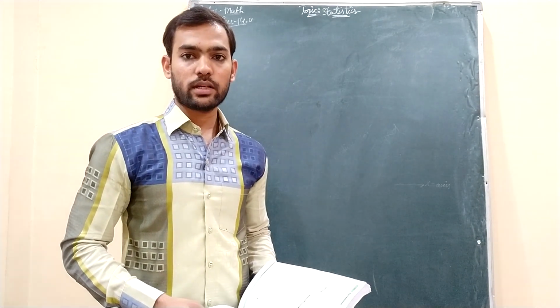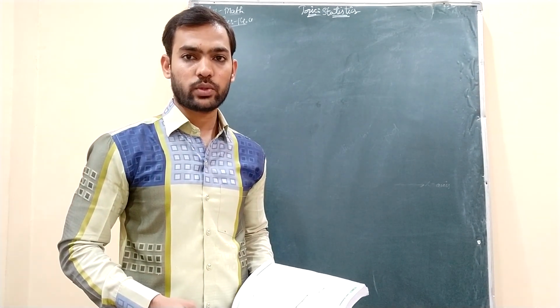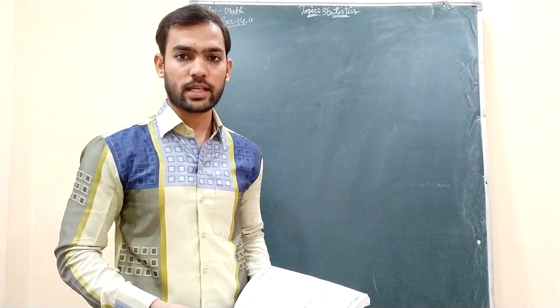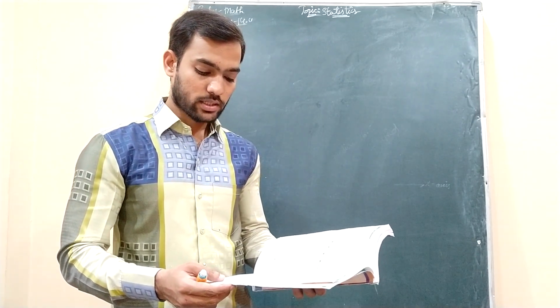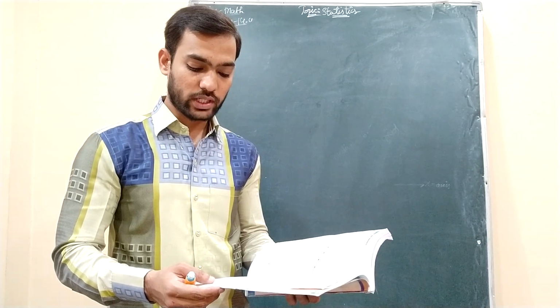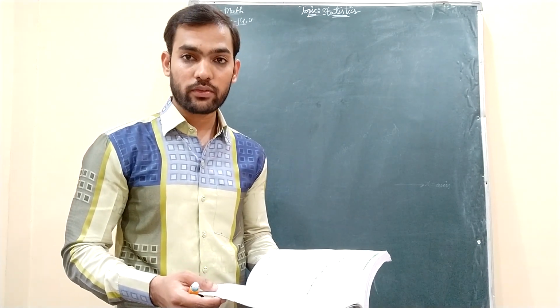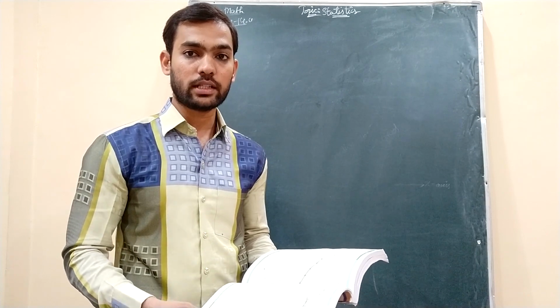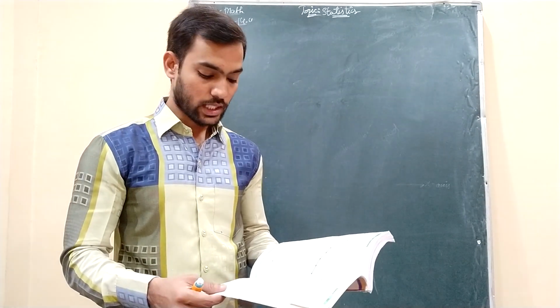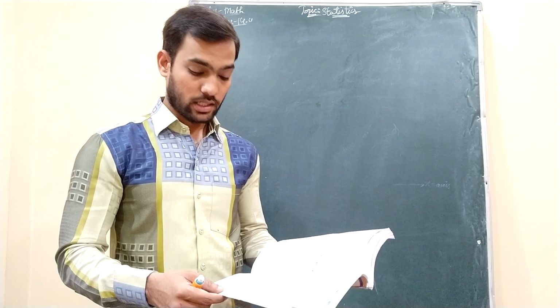So now students, we are going to do the third question of exercise 14.4, which is the last question of this exercise as well as of the chapter. The following table gives the production yield per hectare of wheat of 100 farms of a village. The data is collected related to 100 farms of a village regarding the production of wheat per hectare.